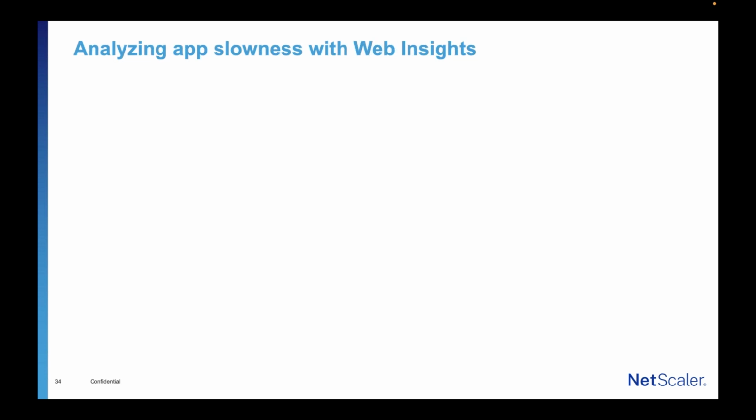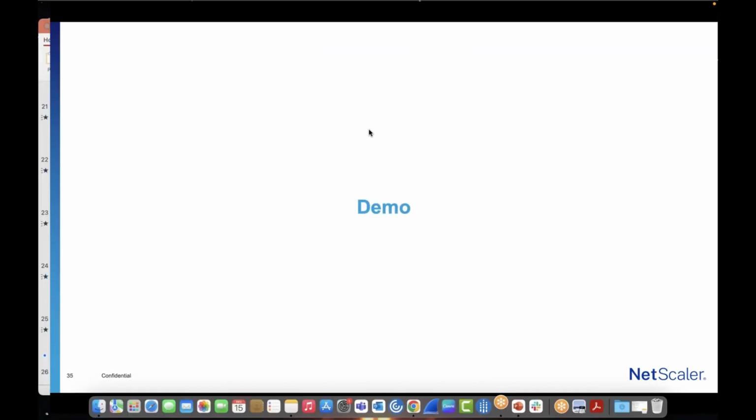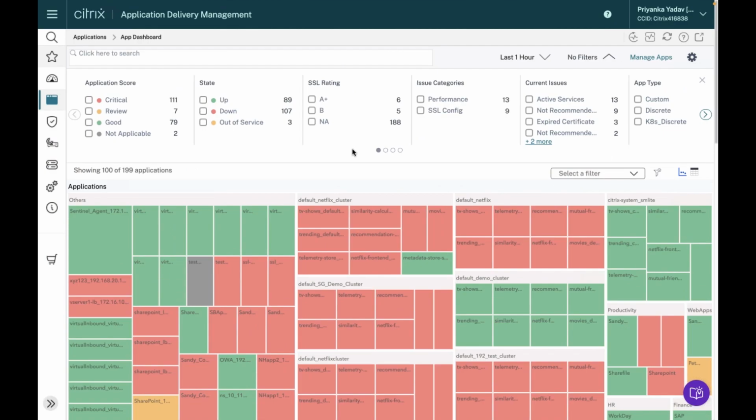So let us understand how Web Insights analyzes this application slowness and helps you. First of all, any kind of anomaly that happens on the application and is related to application performance, we highlight that. We identify and pinpoint the exact reason for the application slowness, which can be either client-side network latency, server network latency, or the time taken by the server to process the request. We also suggest some remediation steps to help you remediate this kind of application slowness. Let us see how we do it in the product itself.